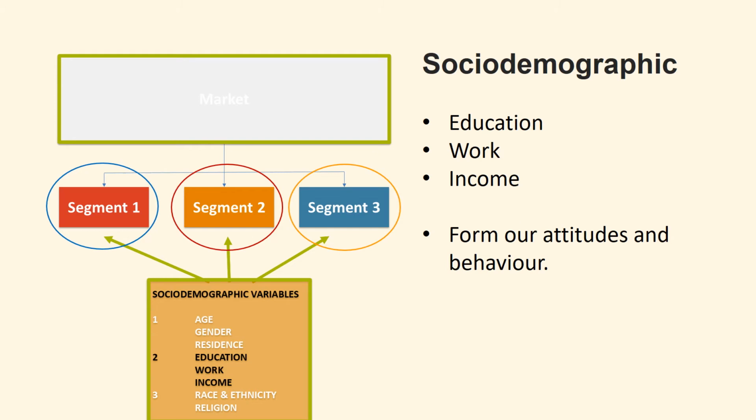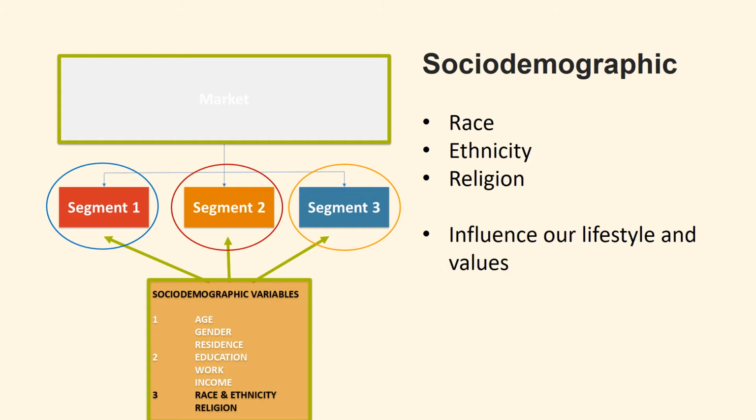Education, work, and income are important variables informing individual attitudes and behavior in everyday life. Especially education in our youth influences our future attitudes and behavior. Race, ethnicity, and religion have influence on our lifestyle, our attitudes, and values. But it is important to remember that there can be differences in how individuals within a certain religion think and act.